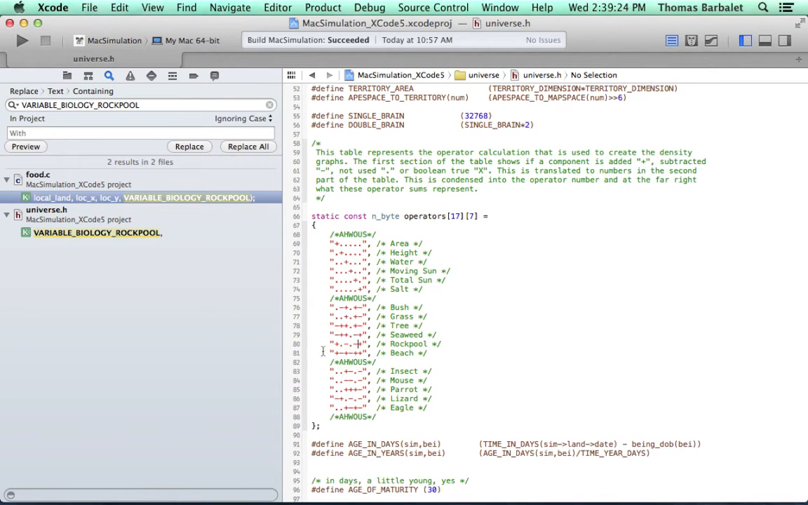which none of the plants have. It's curious why rock pools and beaches here. Beach has some degree of, I guess the moving sunlight on the beach indicates potentially the tide flow, I would say, but I'm not really sure why that value is there. Anyway, let's look at how operators are used.